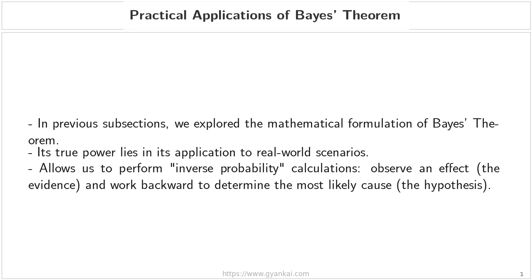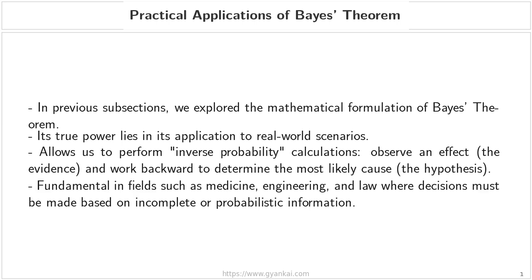In simpler terms, instead of predicting an outcome, we observe an effect, which we call the evidence, and then we work backward to determine the most likely cause or the hypothesis behind that evidence. This ability to work backward is incredibly important. It is a fundamental tool in critical fields such as medicine, engineering, and law. In these professions, professionals rarely have a complete picture. They must make high-stakes decisions based on incomplete or probabilistic information. Over the next few slides, we are going to look at exactly how this works through some practical examples.